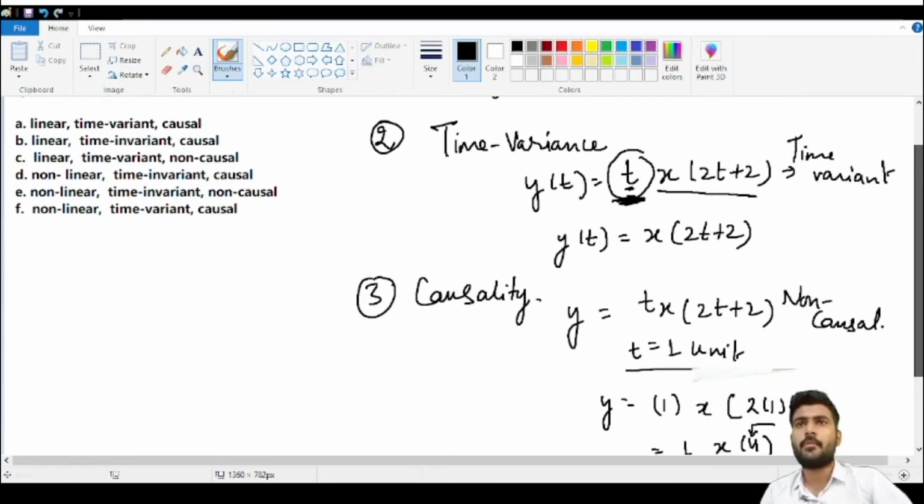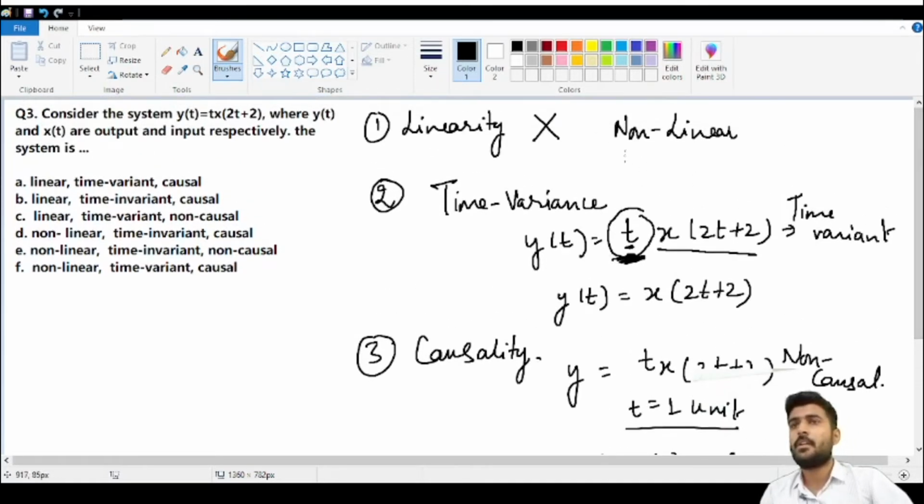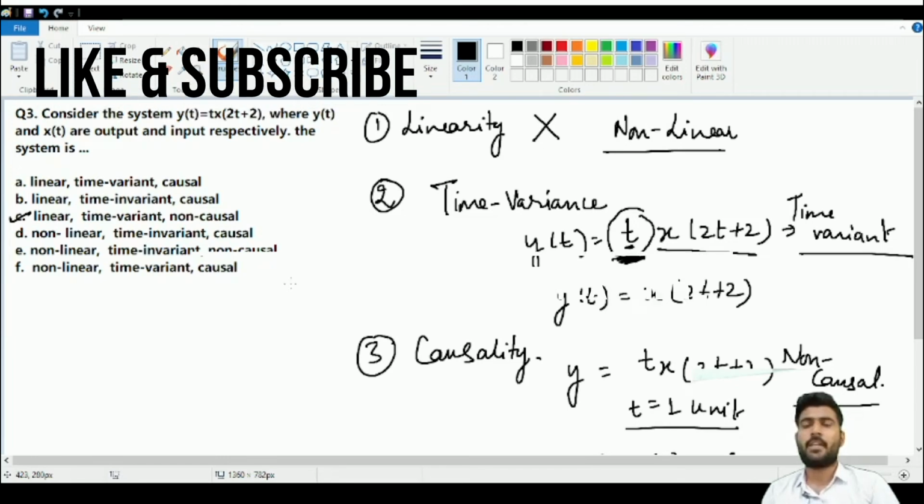So let's check which option satisfies all the three conditions. So first of all, non-linear, time variant and non-causal. So non-linear, time variant, non-causal, C option will be the correct answer. Moving on to the next question.